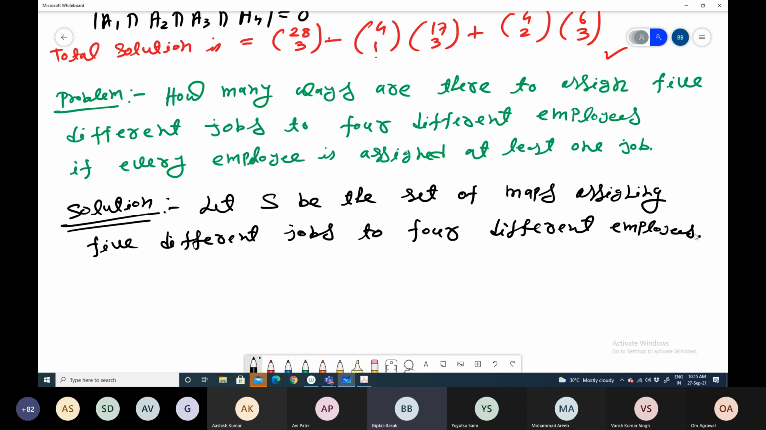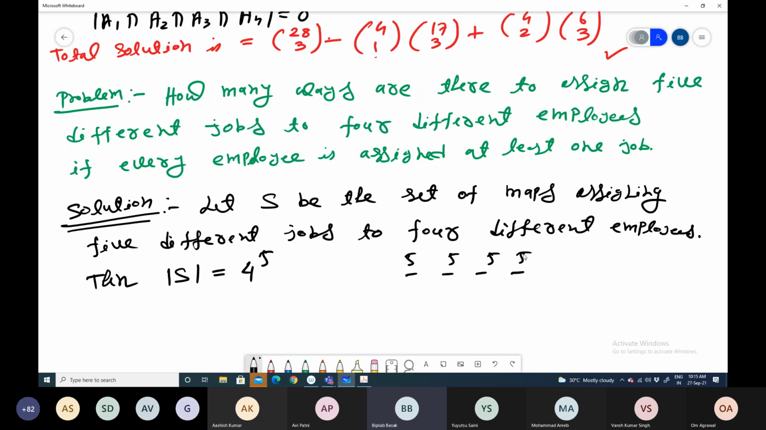So this is just the map. So how many ways you can allot 5 different jobs to 4 different employees. So this is the total number. Now can you tell me what is the number? This is just counting. 4 to the power 5, right? It is 4 to the power 5 because you have 4 persons and each person has 5 options.